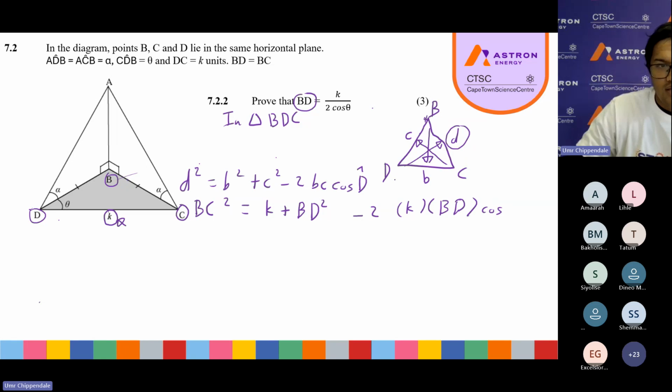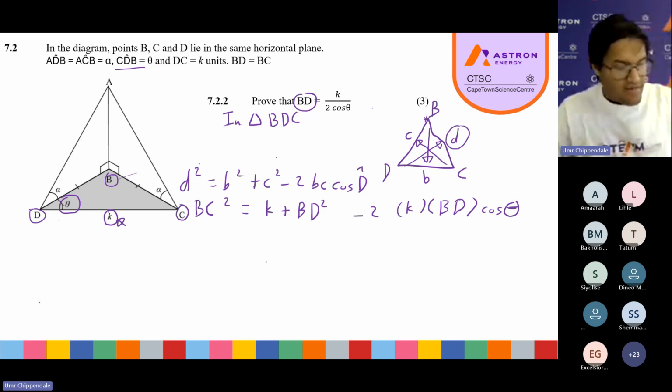And what is our cos of D? Well, that's going to be theta, as shown over here. That was also told to us over here. Angle D is theta. So we fill in what we know. So we have all of that, cos of this. Okay, now we have that.